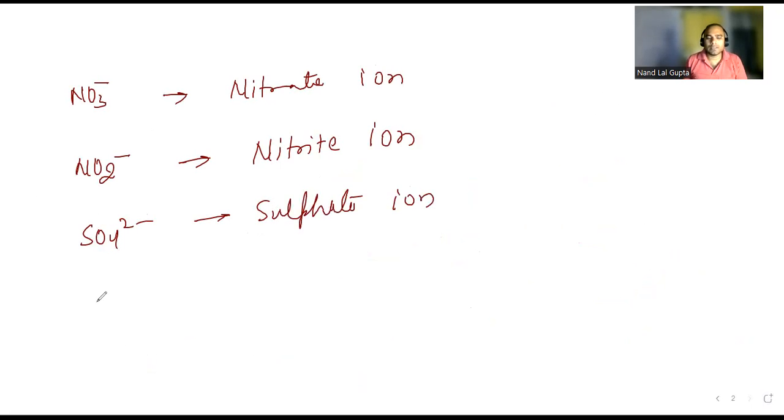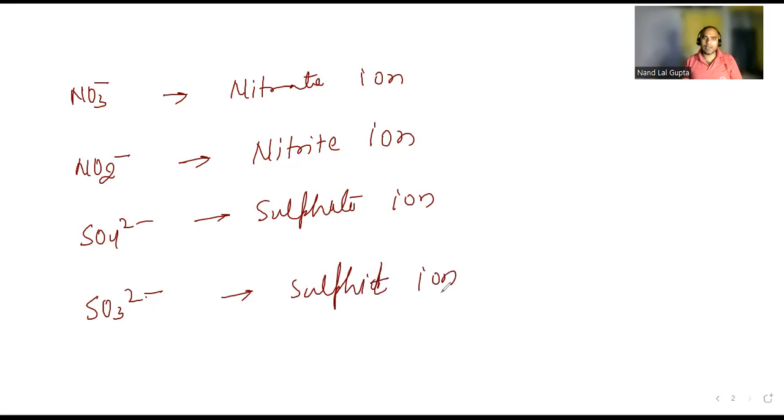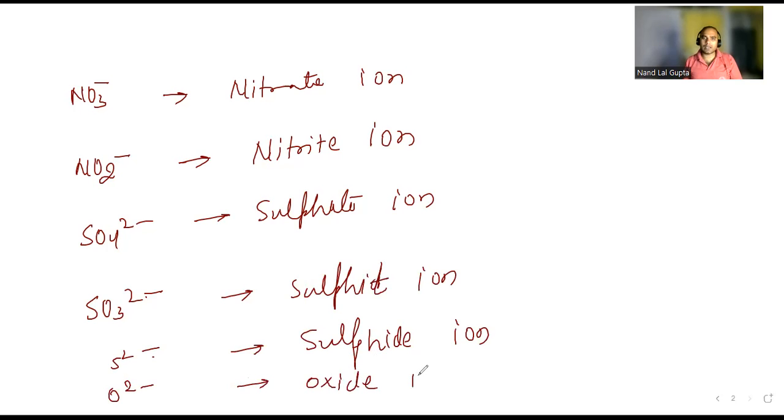This one, SO3 2 minus, is called the sulfite ion. S2 minus is called the sulfide ion. If suppose O2 minus, it is called the oxide ion. And that many charges are there; they are the number of valency.